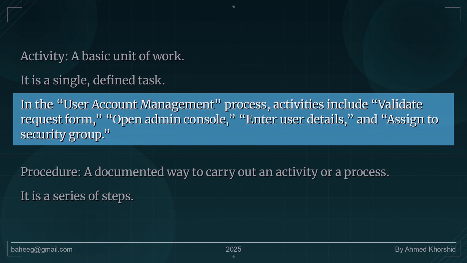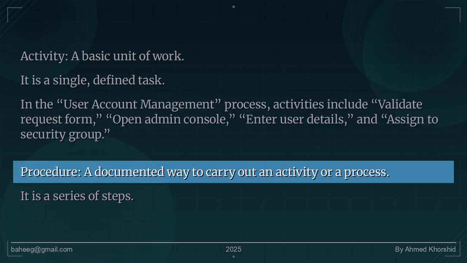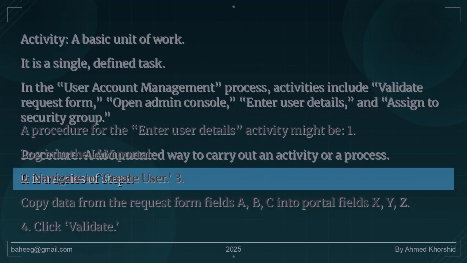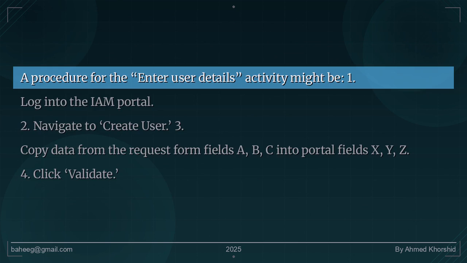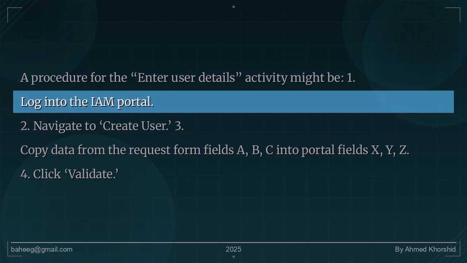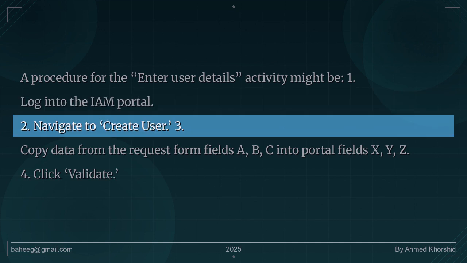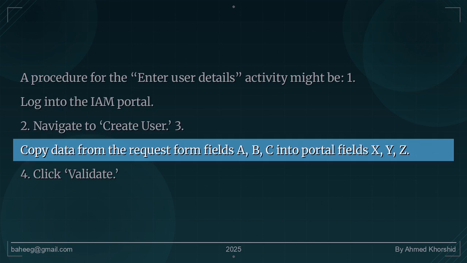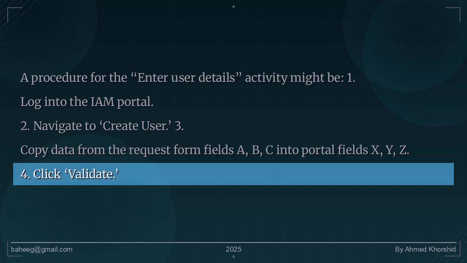In the user account management process, activities include validate request form, open admin console, enter user details, and assign to security group. Procedure, a documented way to carry out an activity or a process. It is a series of steps. A procedure for the enter user details activity might be: 1. Log into the IAM portal. 2. Navigate to the create user. 3. Copy data from the request form fields A, B, C into portal fields X, Y, Z. 4. Click Validate.